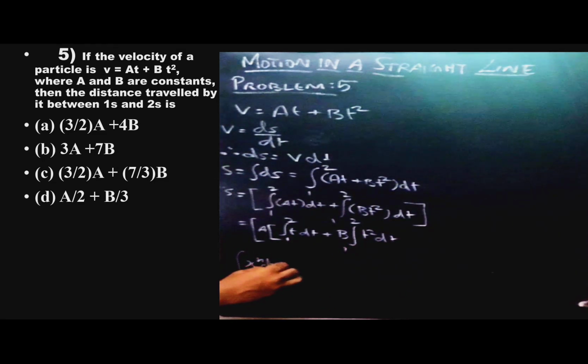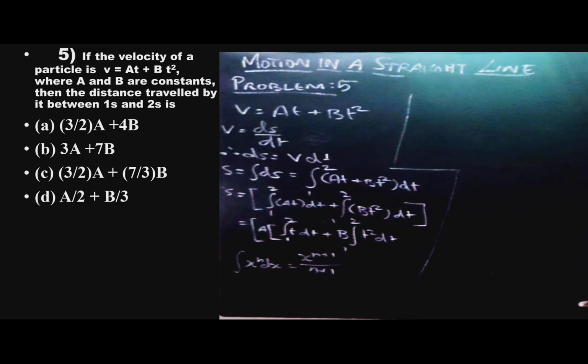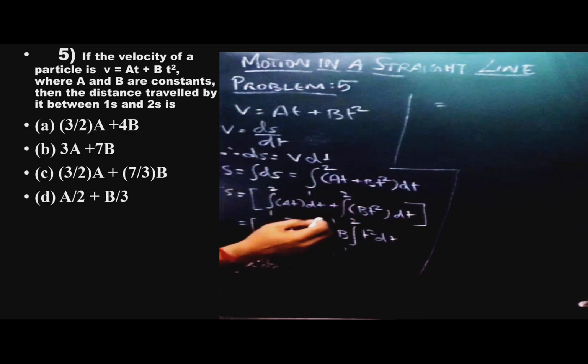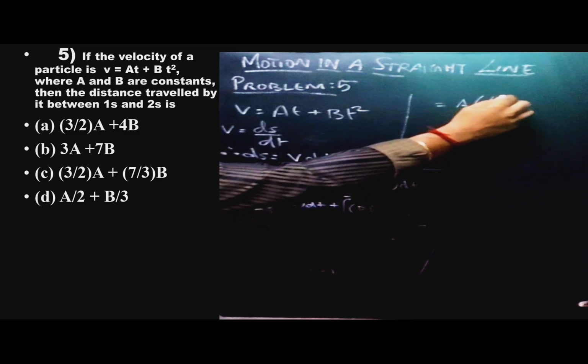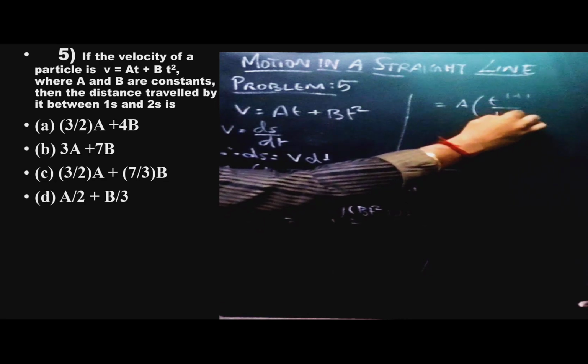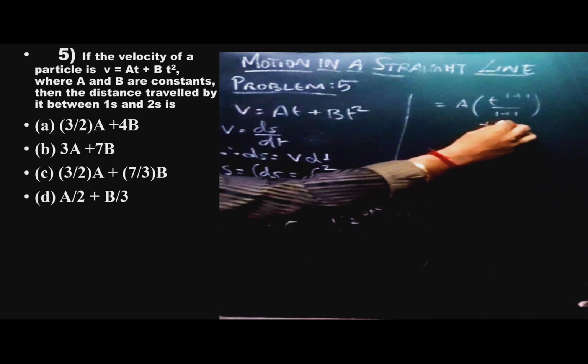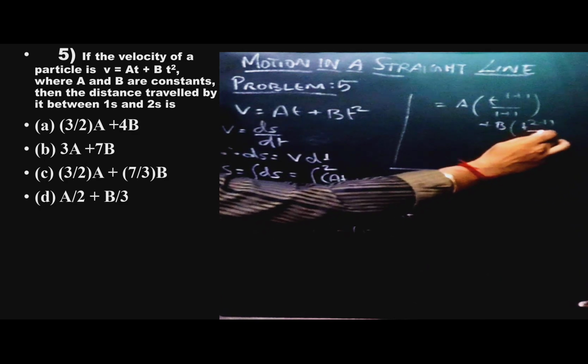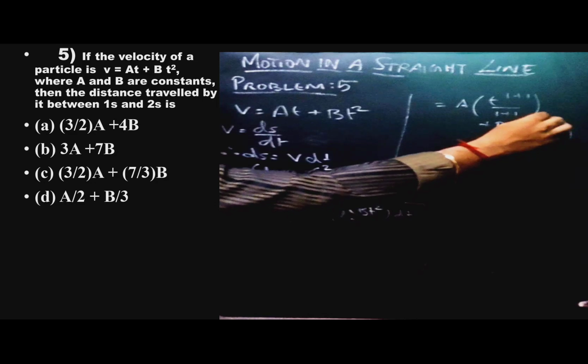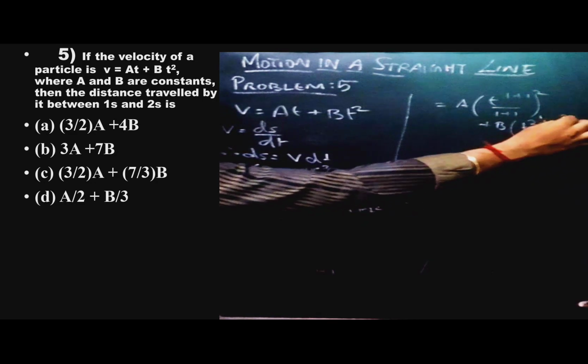By using the formula, the integral of x power n dx is equal to x power n plus 1 by n plus 1, I am going to substitute that formula in the integrals. So it is equal to a into t power 1 plus 1 by 1 plus 1 within the limits 1 to 2, and b, which I am taking outside, t power 2 plus 1 by 2 plus 1 within the limits 1 to 2.